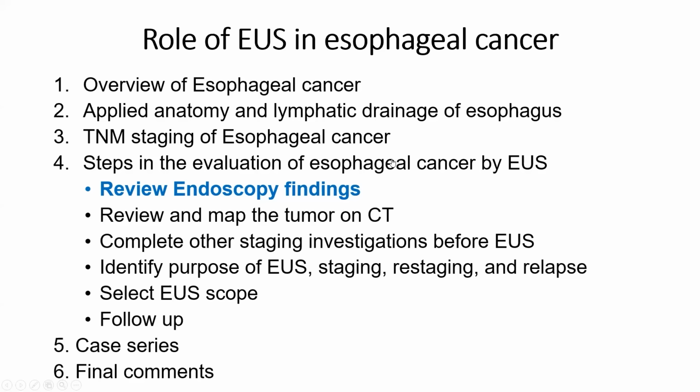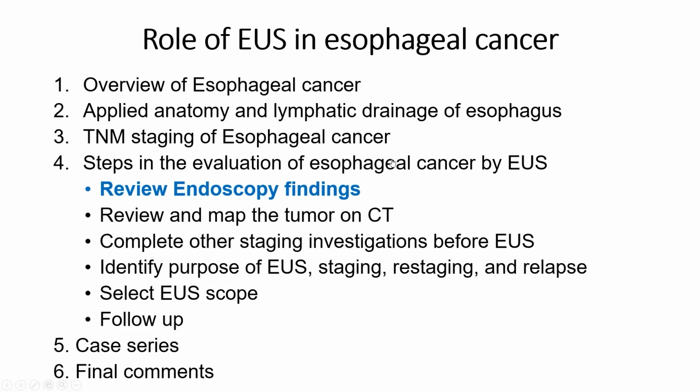First, we must review the endoscopic finding. We must see that on endoscopy, this tumor is present from this place to this place, from this length to this length, this much circumference. Then we must review the same cancer on CT, and we must complete all investigations before deciding to do EUS. And we must ask why I am doing EUS. Is it for staging? For restaging? For relapse? I must select an EUS scope based on my endoscopic finding.